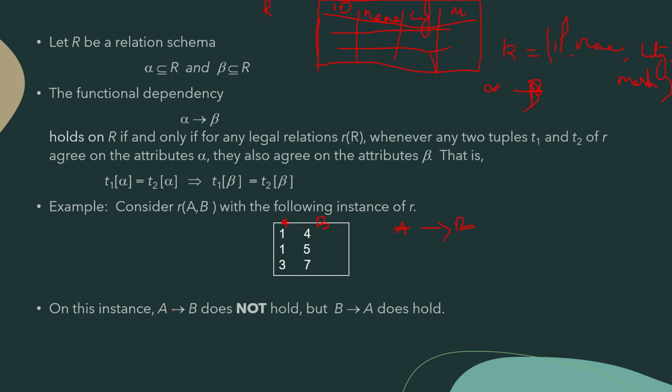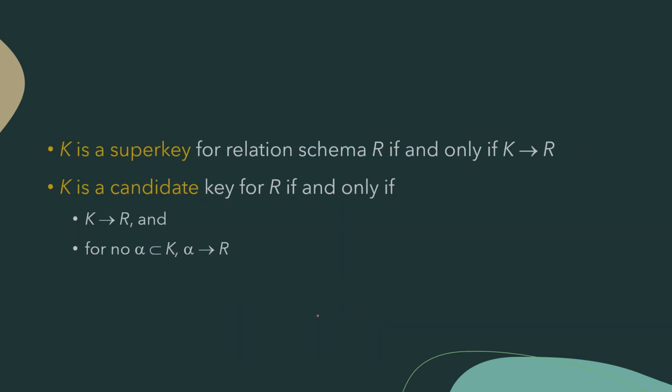So A implies B is not true, because here one attribute value of A has 2 different values in B. That is here 1 and 4 and 1 and 5. So we cannot say that A implies B. But on the other hand, we can say B implies A. Why? If you know the value of B, whenever B is 4, the value is 1. Whenever B is 5, the value is 1. Whenever B is 7, the value is 3. So it holds. So we can say that B implies A in this example.